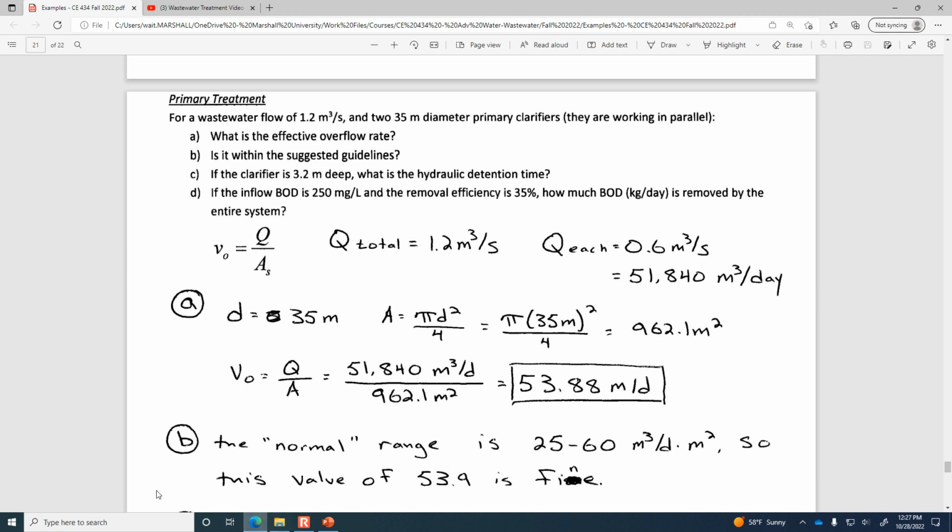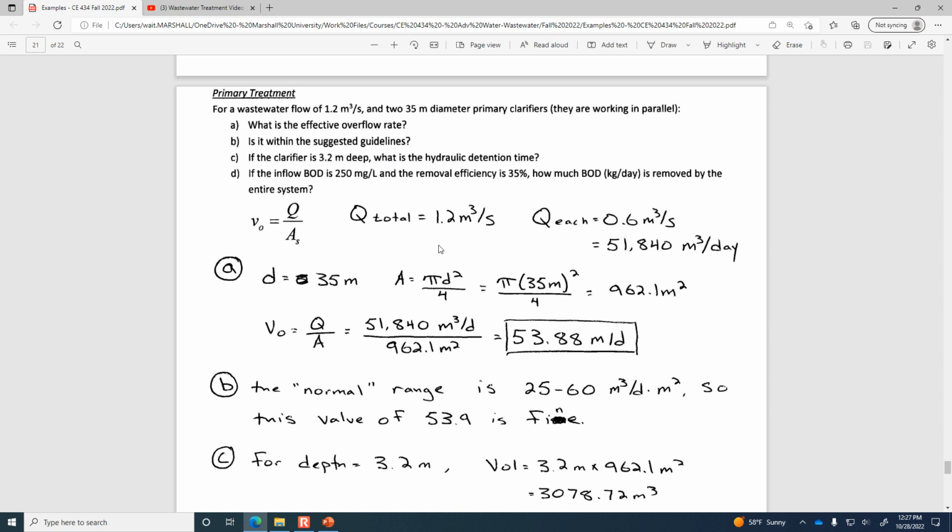So now, calculating the volume in one of these clarifiers, we're going to have to multiply the area that we determined by the depth. So let me show you that here.